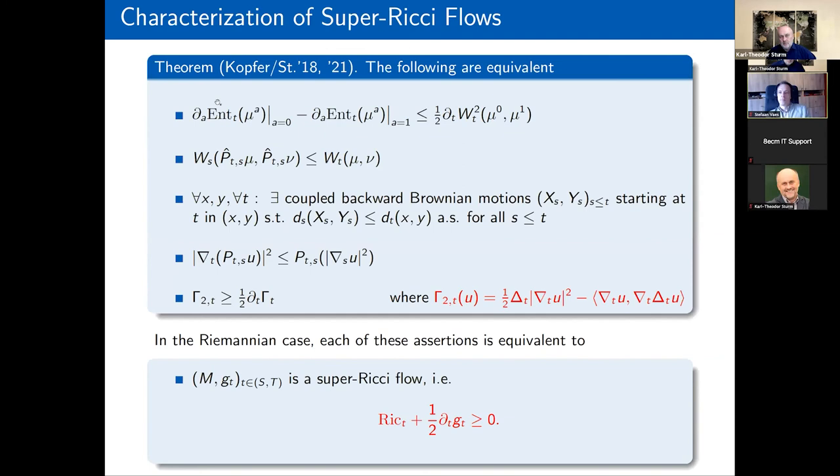We call this the dynamic convexity of a Boltzmann entropy, but it turns out that this is exactly equivalent to a contraction of heat flow in backward time direction. It's equivalent to a gradient estimate in forward direction. And in the smooth case, it's exactly this inequality of super Ricci flows.